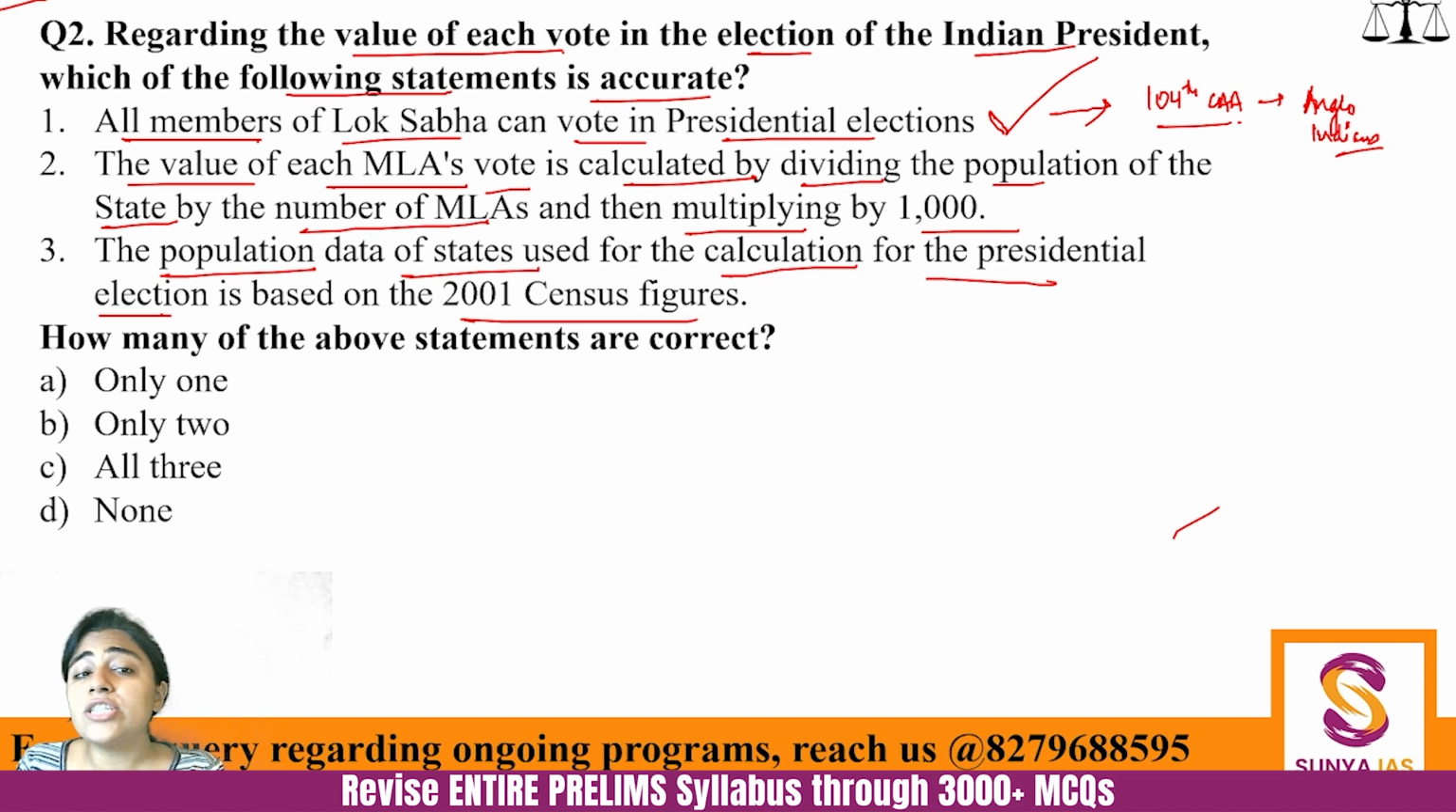Now, the value of each MLA's vote calculated by dividing the population of the state by the number of MLAs is fine. Till here it is fine. But multiplying it by 1000, no. It is actually dividing by 1000, not multiplying by 1000. Okay, so this is commonsensical. You would not want to multiply the figure that you have because it will make complications in calculations, right? And the population data is not according to the 2001 census, it is according to the 1971 census.